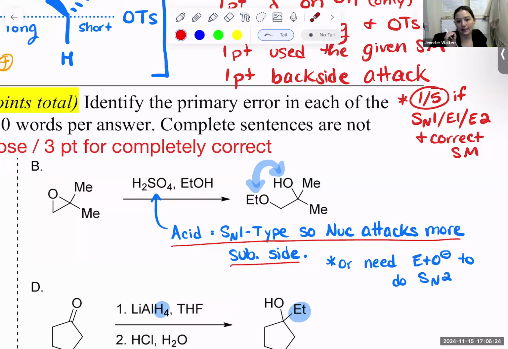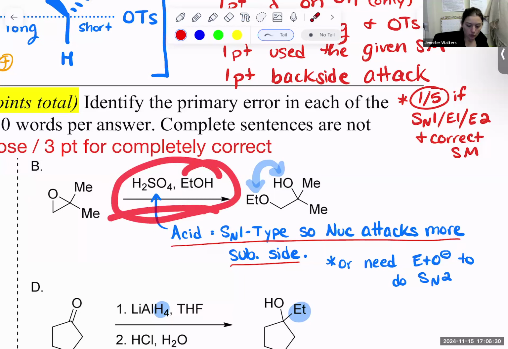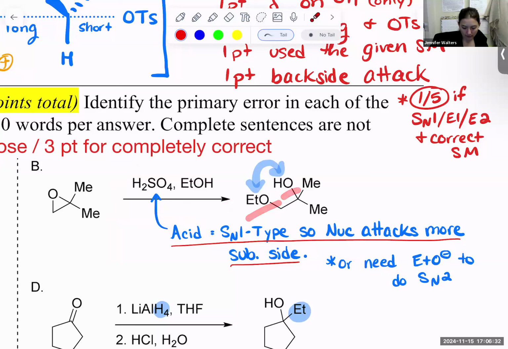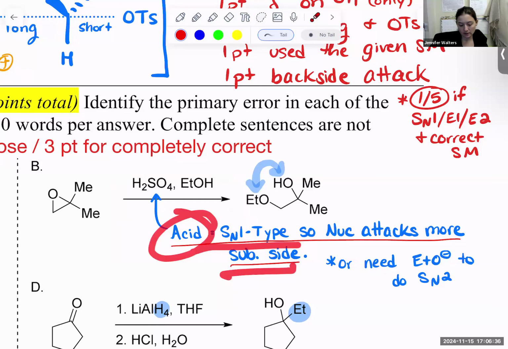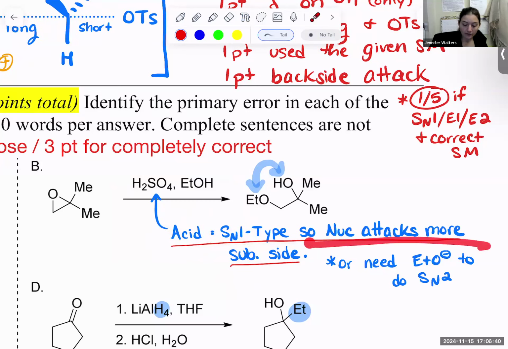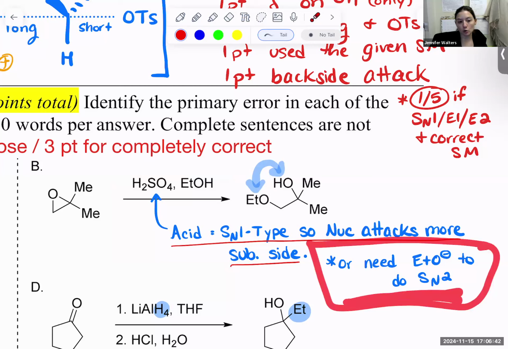SN1 type is following the electronics. So then if you identified that with these reagents, you needed to have the opposite regiochemistry, the fact that you're SN1 type because it's a strong acid, you're attacking the more substituted side, then that was full credit. Or if you identified it as the reagents were wrong.